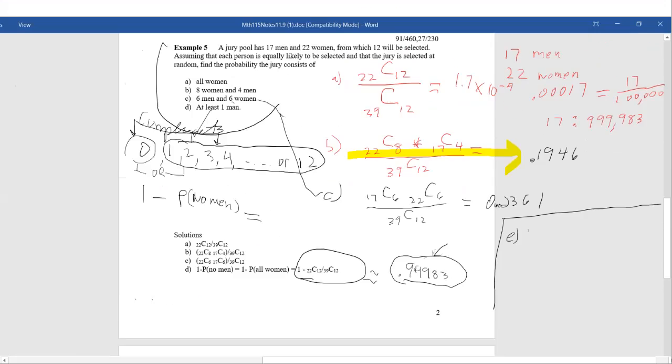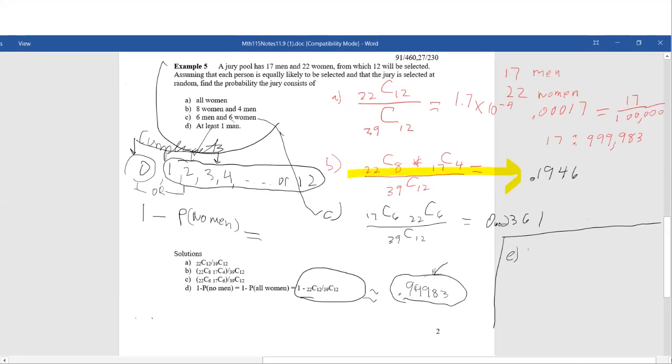Okay, next one here. Let's see. This is the jury selection, and I kind of went through this already. I'm just going to outline what I did. All women. We have 22 to choose from.